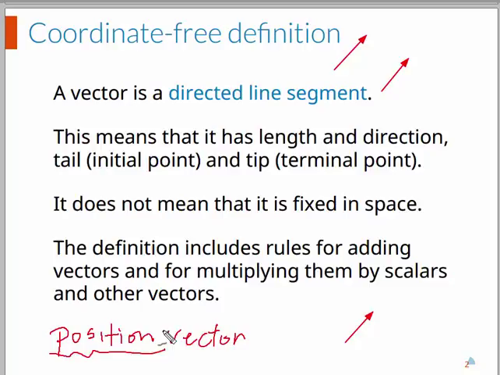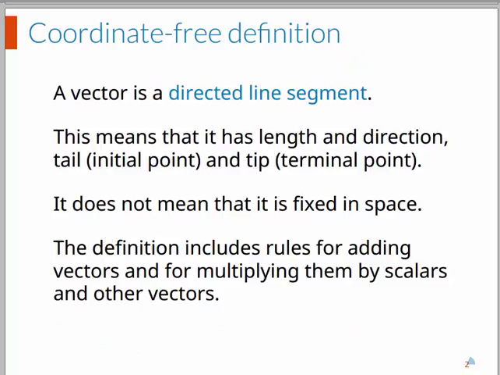Along with this definition, there are certain rules for adding vectors together and for multiplying them by scalars, and then we develop multiplication by other vectors. So what you can do with the vector is multiply it by a scalar. Oh, I didn't define what a scalar was. A scalar is not a vector. A scalar is a number. It has a value, but it doesn't have a direction.